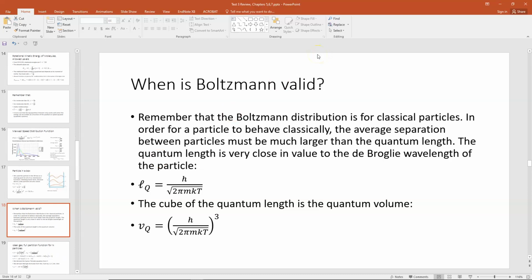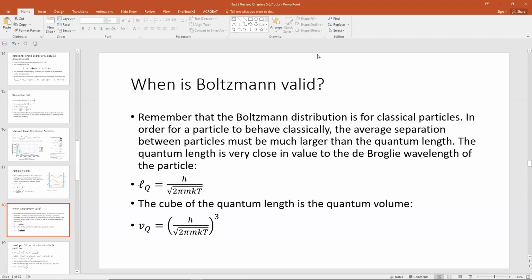Now, remember the Boltzmann distribution is for classical particles, the ideal gas law, right? So in order for a particle to behave classically, the average separation between particles has to be larger than the quantum length. And the quantum length is really close to the de Broglie wavelength for the particle. Remember, we found a formula for our quantum length, which we called L sub q, and it was h over the square root of 2 pi mkT, okay?